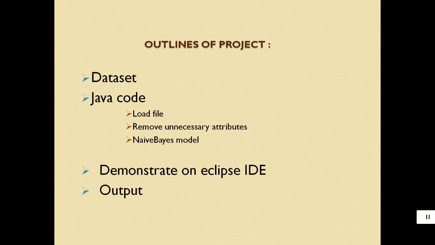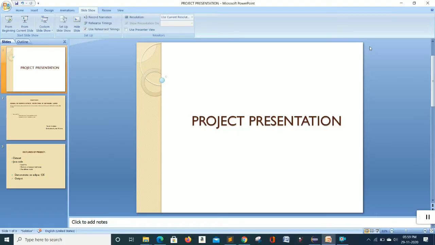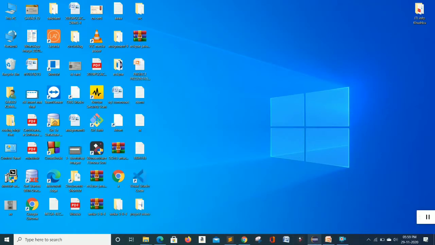Outlines of our project: dataset and Java code. In the Java code, we load the file, remove unnecessary attributes, and apply the Naive model, which is the algorithm. Here they demonstrate it on the Eclipse IDE, and we get the output. Then I'm going to show my project source code.